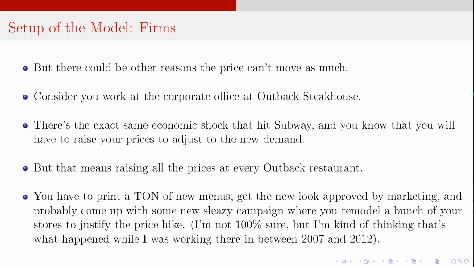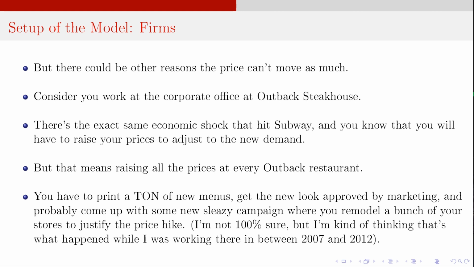My guess is probably over 1,000, probably a couple thousand worldwide. You have to print a lot of new menus. You have to get the new look approved by marketing. You probably have to come up with some new sleazy campaign where you remodel a bunch of your stores to help justify the price hike. Now, I'm not 100% sure that's what's going on, but I'm kind of thinking that's what happened when I was working there between 2007 and 2012.